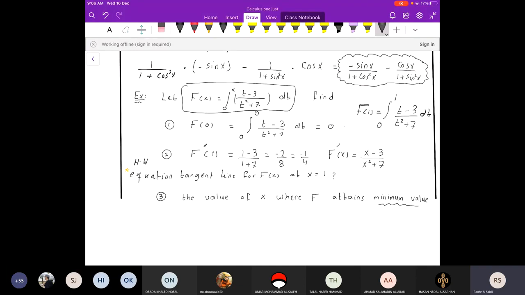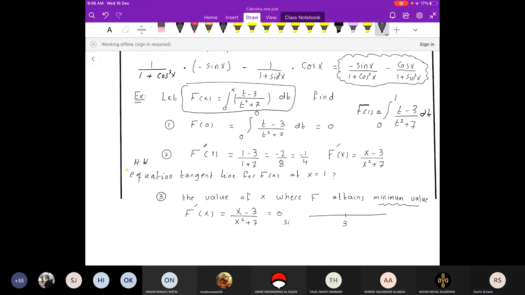Now, to find the minimum and the maximum, you must study the sign of f prime of x. What is f prime of x? f prime of x equals (x minus 3) over (x squared plus 7). To find the minimum value, the method is derivative equals 0, so x equals 3.